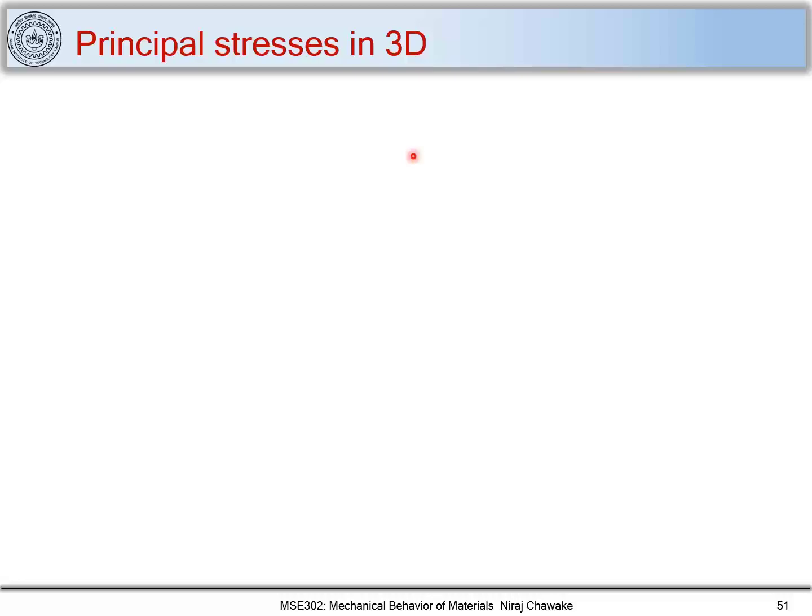So in earlier lectures, we have seen what a uniaxial stress state is and what a biaxial stress state is. Today, we will be looking at what a 3D stress state is and how to find the principal stresses in 3D. So let me write it down first.